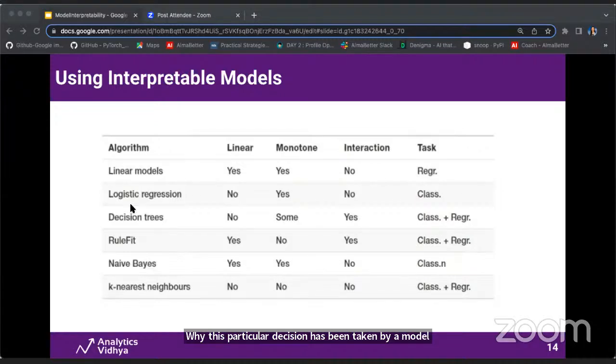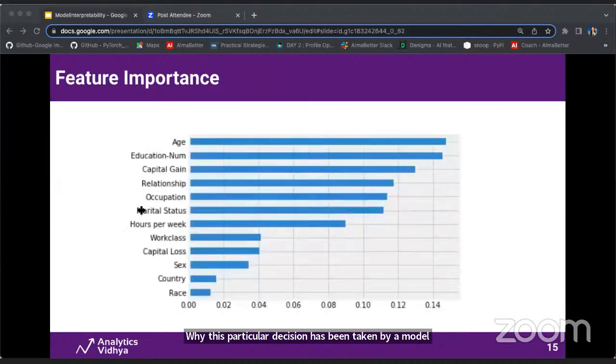Okay, let's move on. Then we have feature importance. So the second technique is feature importance. Feature importance is a very generic term for knowing the degree to which our predictive model relies on a particular feature.